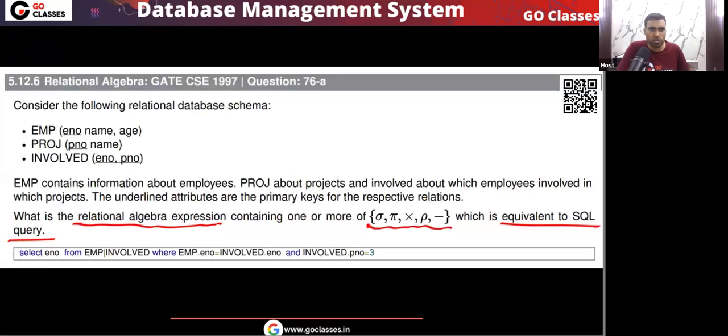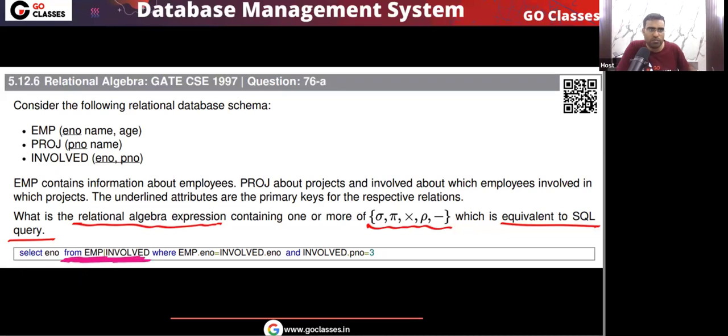In this question also you can do the same thing. Notice what we are doing. Select E number, so that is the same as projecting E number. At the end we will project E number. From employee comma involved.